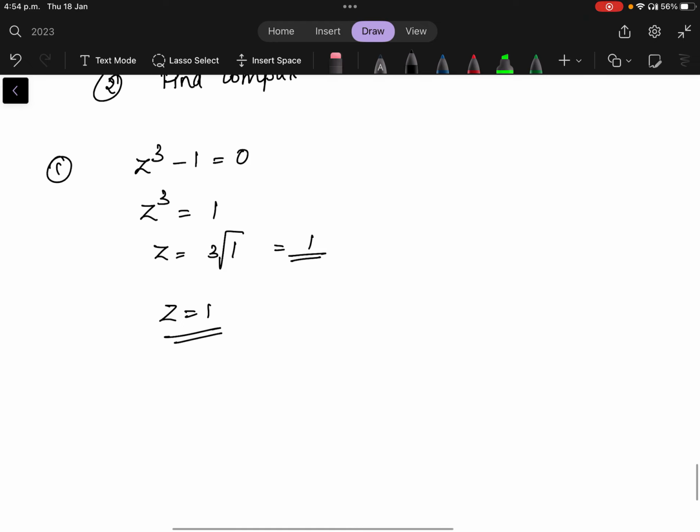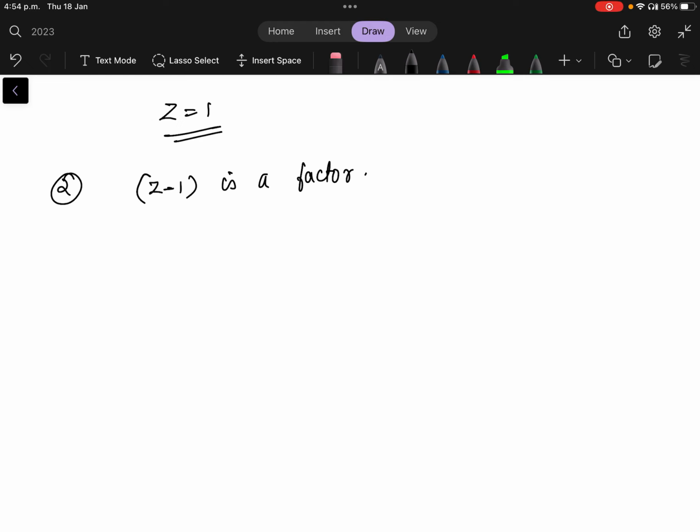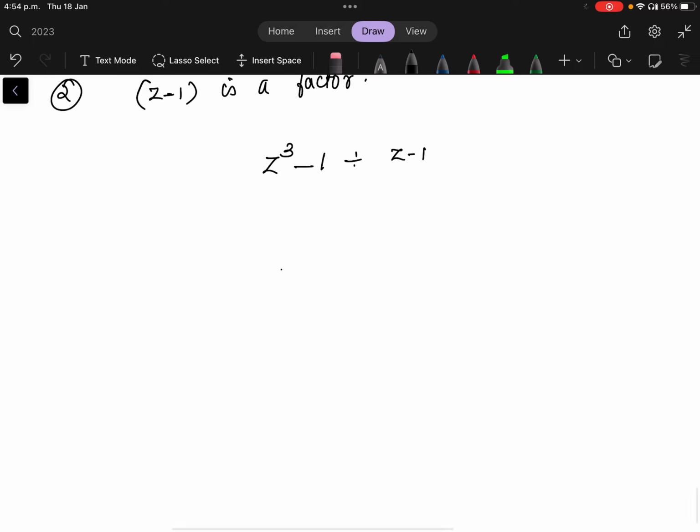Okay, if z equal to 1 is a root, z minus 1 is a factor. This is a common algebraic thing. z minus 1 is a factor, and from that, how will we find the other two roots? You just divide it. So what you have to do is z cube minus 1 divided by z minus 1. How will you divide this? You use long division, and you have to write all the terms: z cube minus 0 z square plus 0 z minus 1, divided by z minus 1.